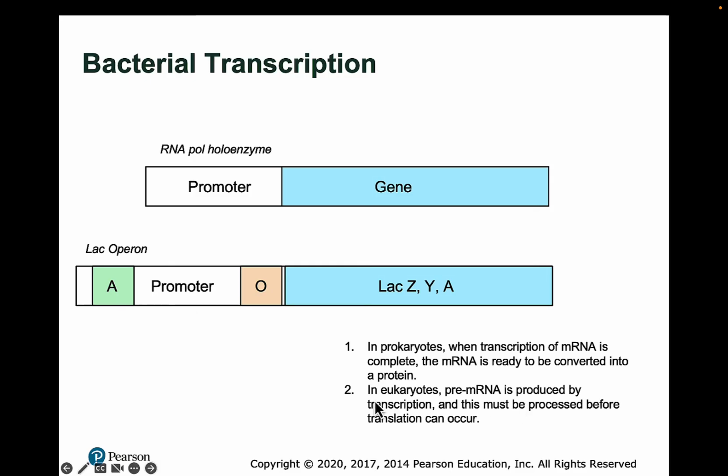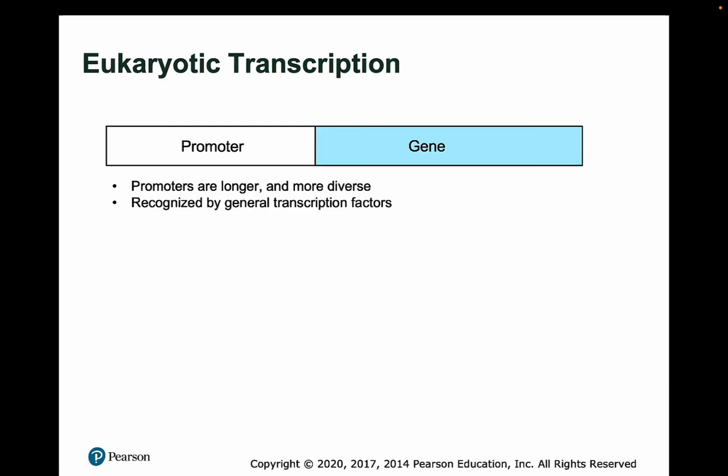So the first thing I'll talk about is that in eukaryotes, mRNA is not initially ready, and we call it pre-mRNA. And this is the first thing that's produced in transcription, and it must be processed before translation can occur. So let's just review really quickly some of the things we've talked about that are different in eukaryotic transcription. The promoter regions are both longer and more diverse. Many more proteins can bind to the promoters, and they're recognized by general transcription factors.